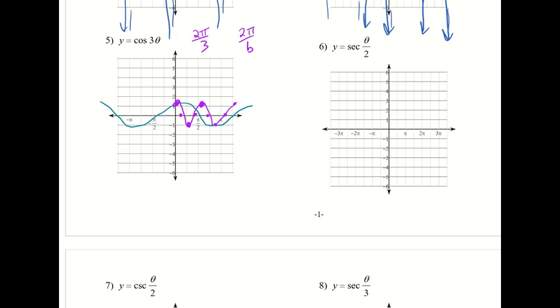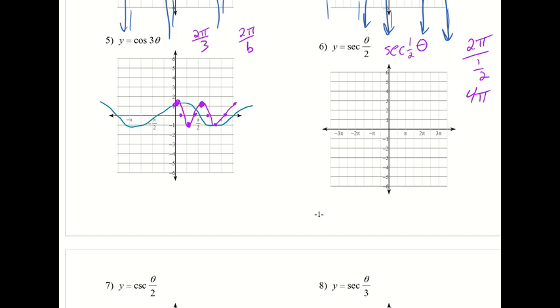So when our b value is like this, where this is the same as secant of 1/2 theta, that's going to stretch out the function. It's going to have a much longer period because we do 2 pi divided by b, so 2 pi divided by 1/2. So our period is then 4 pi. So again, secant is a reciprocal of cosine, so let's graph our cosine function first.